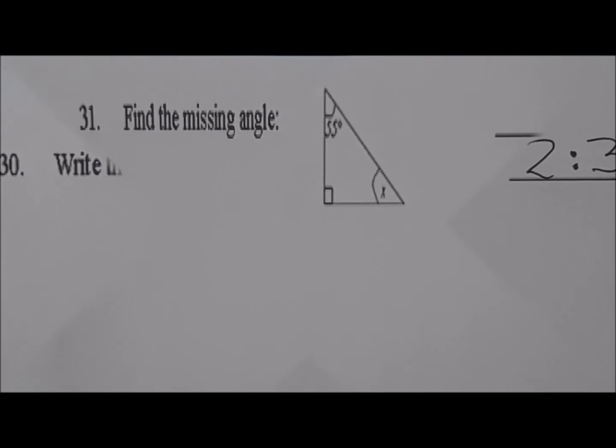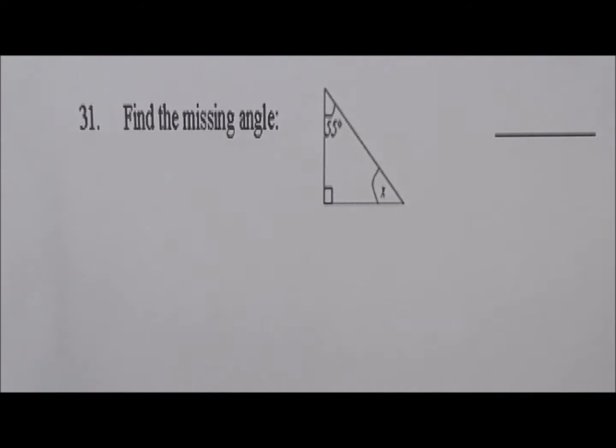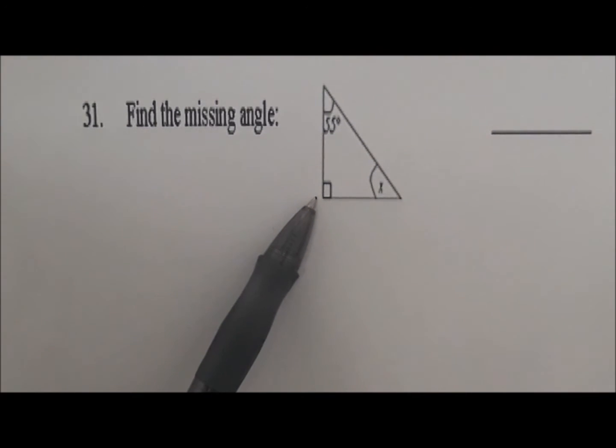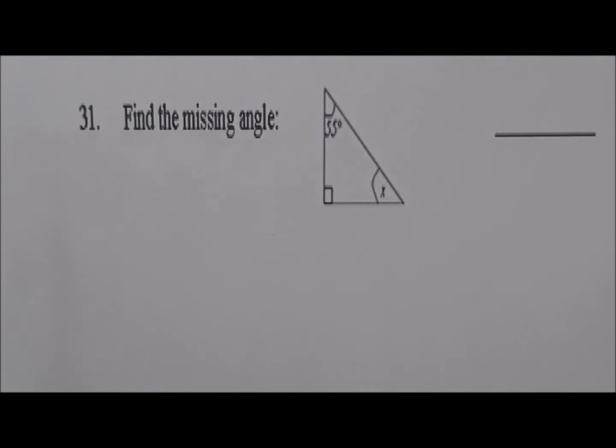Let's move to number 31. Number 31, read it, Rafaela. Find the missing angle. What sort of triangle is that? A right triangle. Right angle triangle. How do you know? Because it has one right angle in it. The box represents the right angle or an angle of 90 degrees. Okay, what do you have to do to find the answer? You're finding x.